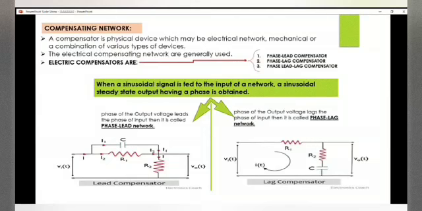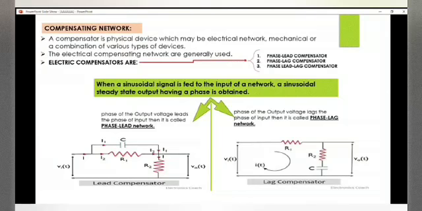Basically, electrical compensating networks are generally used, and some of the electrical compensators are phase lead compensator, phase lag compensator, and phase lead lag compensator. The main thing is how can we classify between the phase lead, phase lag, and phase lead lag compensator?